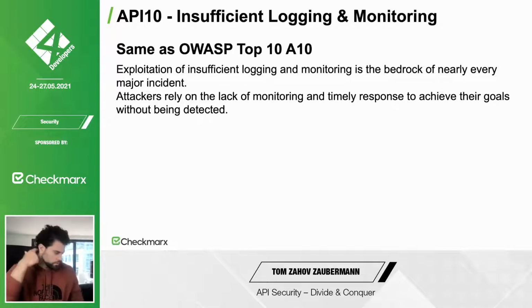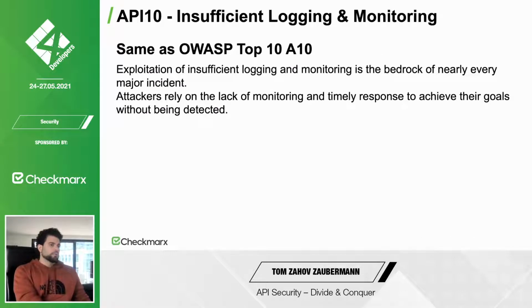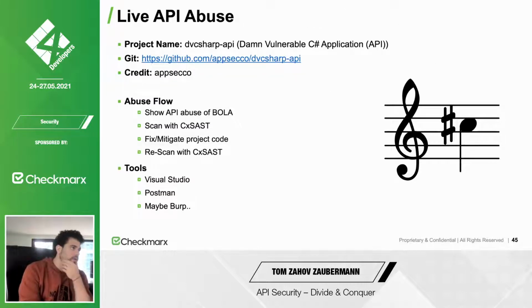Throw logs, we have enough. We're not in the 1970s, so we have enough memory, enough storage, everything is fine. Just throw everything to the back. We will have enough memory for it, right? That's basically it about the API OWASP top 10. I still have time for the live abuse, which is cool. I have another 10 minutes.